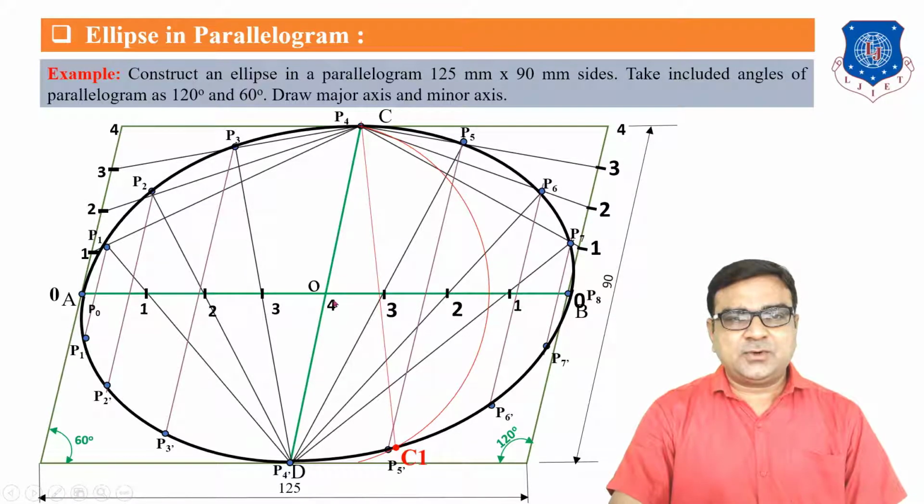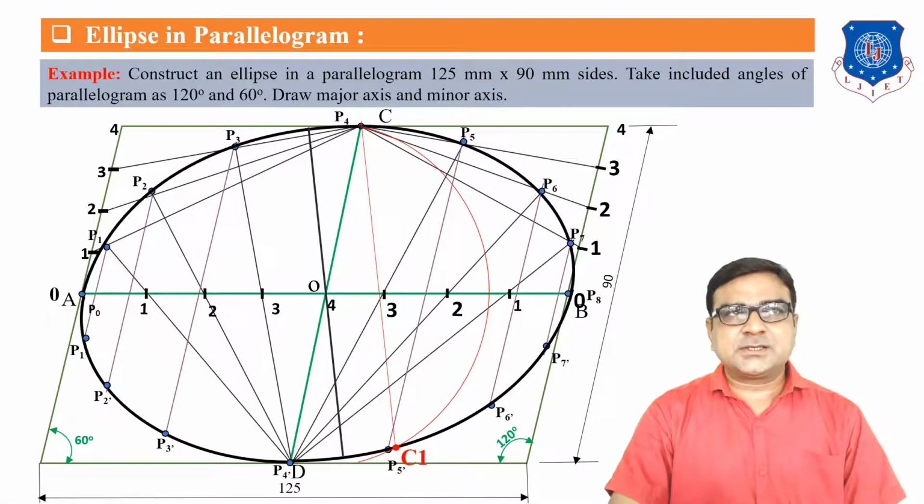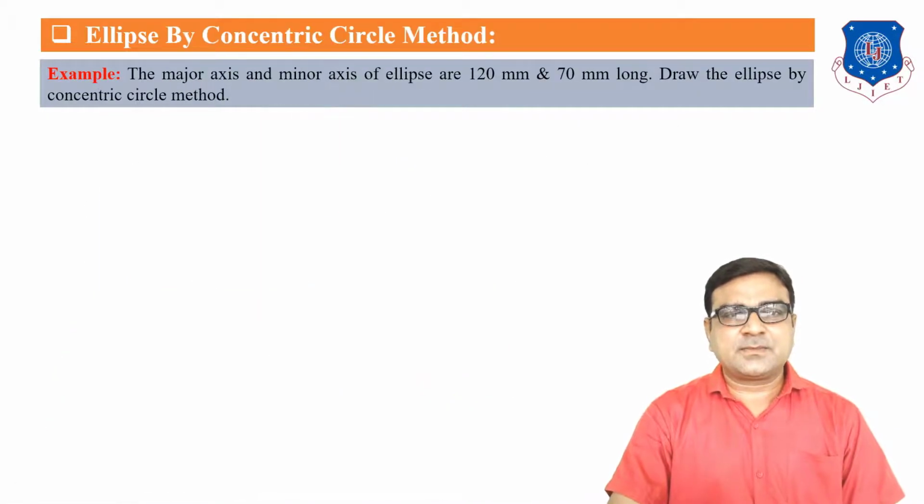Now I want to draw a line passing through O, which must be exactly parallel to CC1. So this line becomes the minor axis of the ellipse, and the perpendicular to that passing through center O is known as the major axis of the ellipse. So you can measure with the use of a scale.